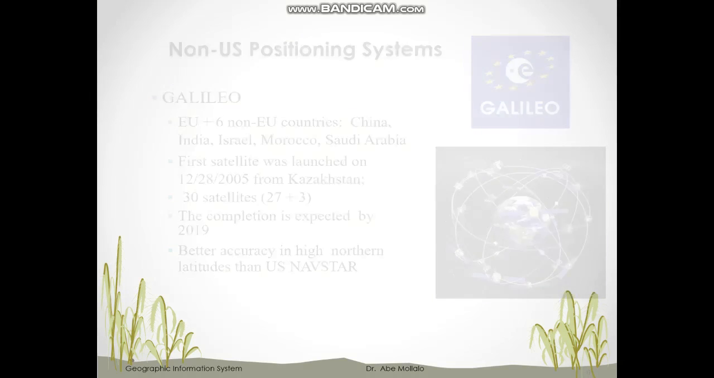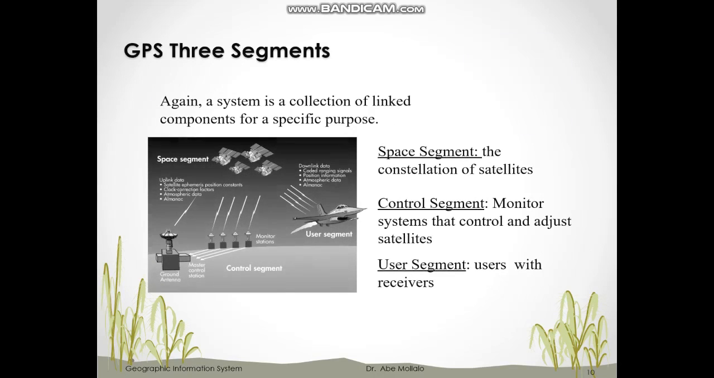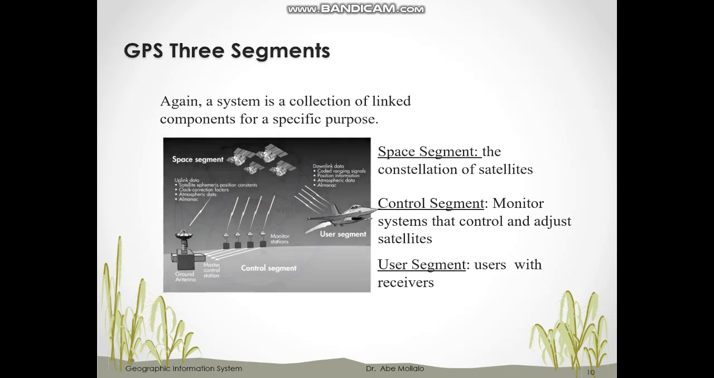In this lecture, we will only focus on US GPS, so let's talk about the components of the GPS system. So as you know, any system is a collection of linked components that work together for a specific purpose. GPS also is a system, and it has three components: a space component, control component, and user component, and the purpose is to provide accurate coordinate or positioning for location. So let's talk about each component of GPS one by one.